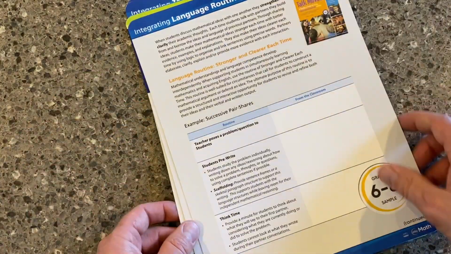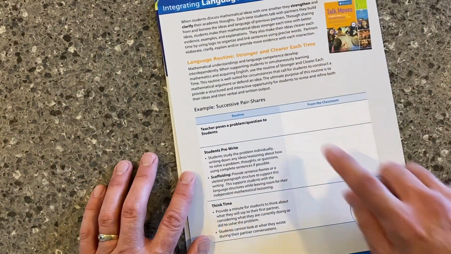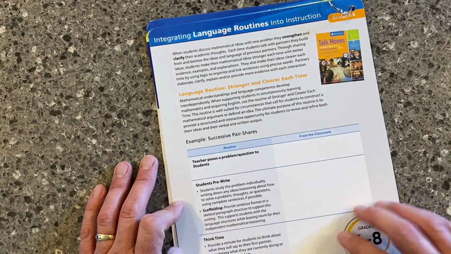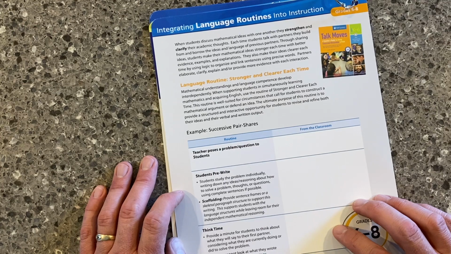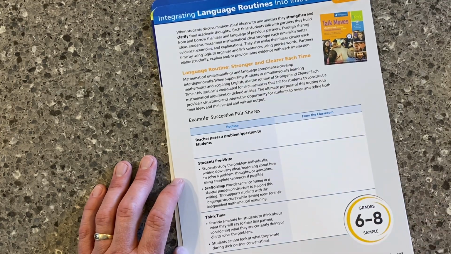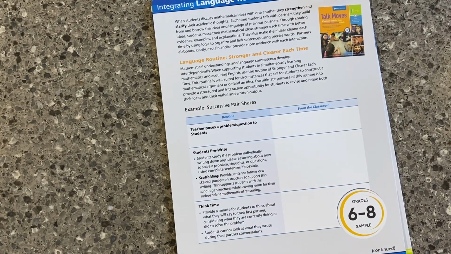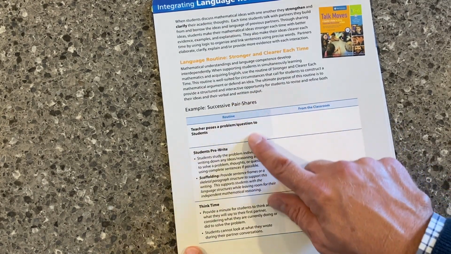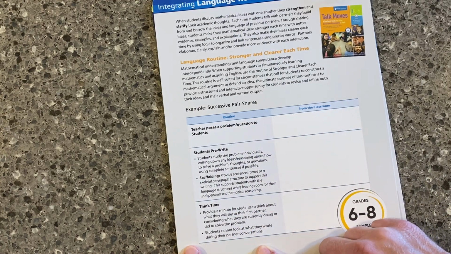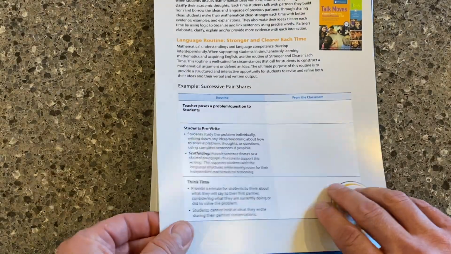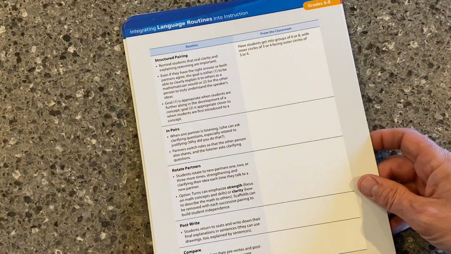Another component of these professional learning cards are the integration of language routines. This is a great core component of the Into Math series, where we really focus on, again, what are those language routines that will help our students develop as mathematicians? So again, we give some of those examples of routines that we can follow and how we're planning to implement them in the classroom. And again, that continues on the back side.